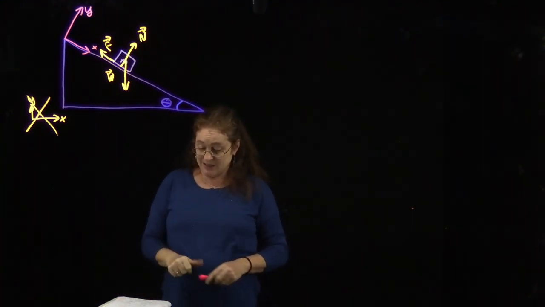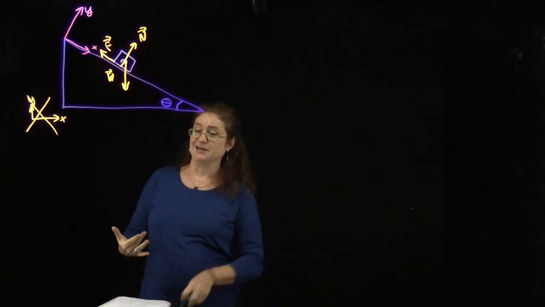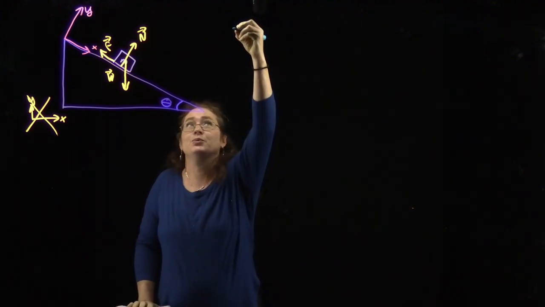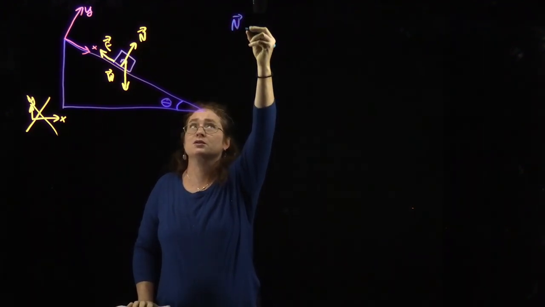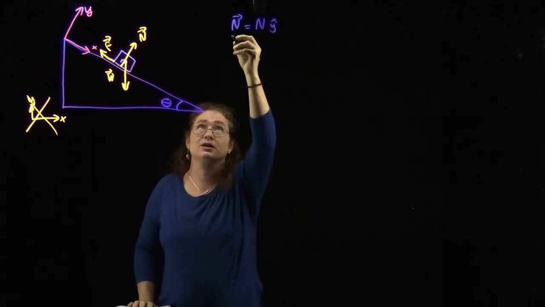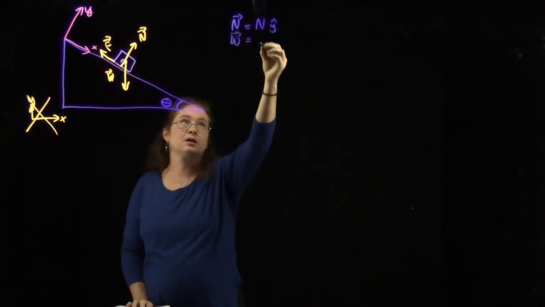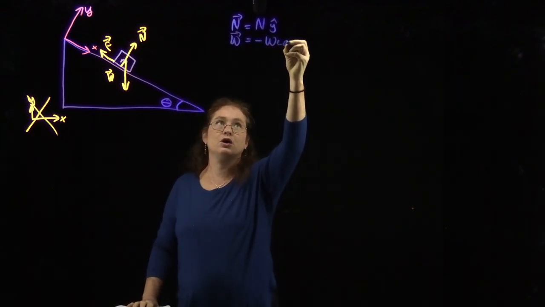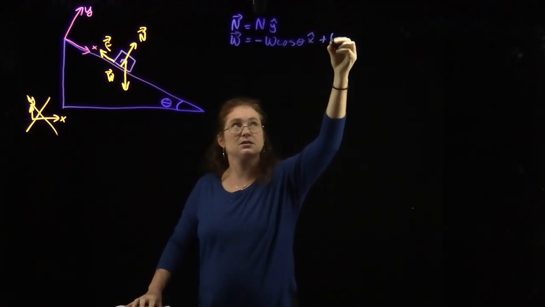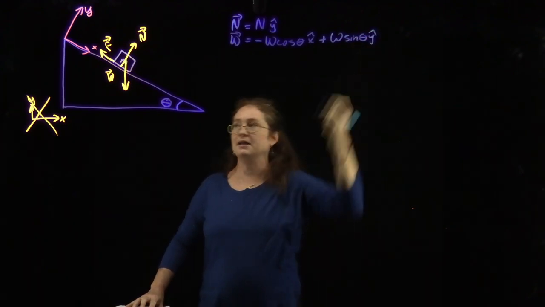All right, now I am going to be pedantic. Again, I guess I'm teaching, and that's what being pedantic means. So, the normal force is equal to the magnitude of the normal force in the y-hat direction. The weight is equal to negative w cosine theta x-hat plus w sine theta y-hat.